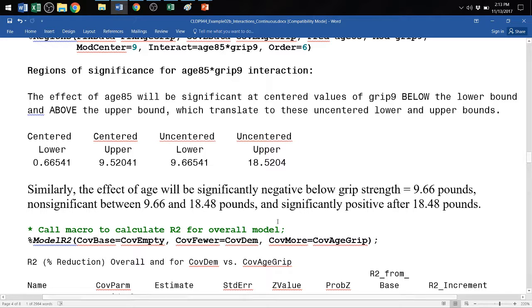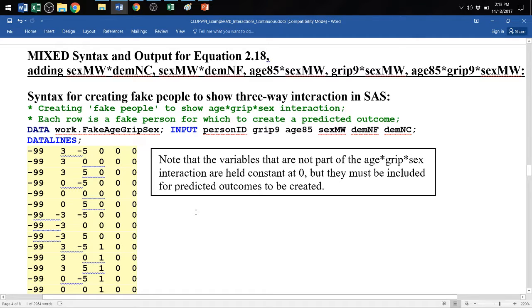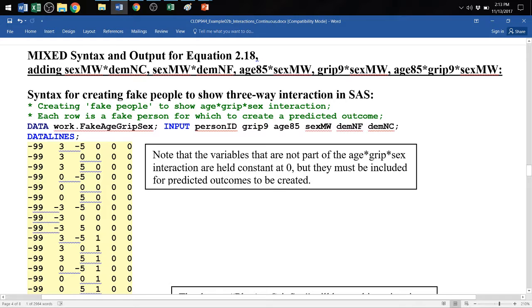All right, questions on that? All right, then let's step it up a notch. Let's add a bunch more stuff. Why not, right? Up to a 3-way of age by grip and sex. I'm also adding all of the lower order interactions that are necessary for that 3-way interaction and sex by dementia group, because that will be in our example to look at next time.